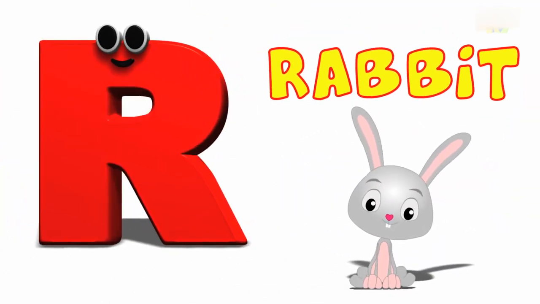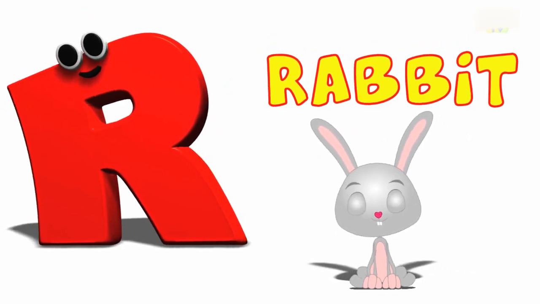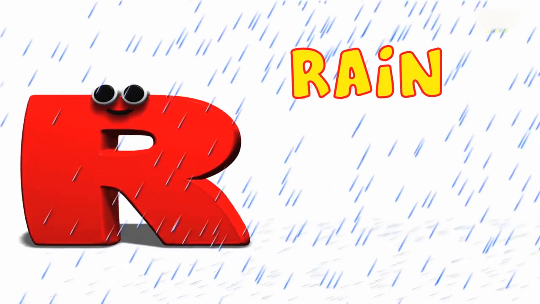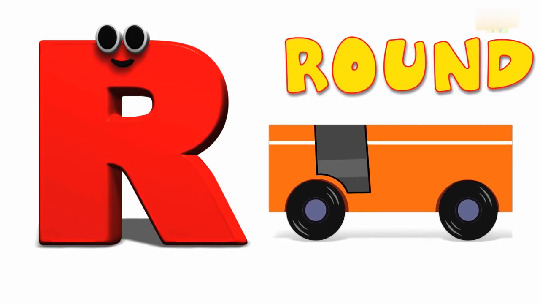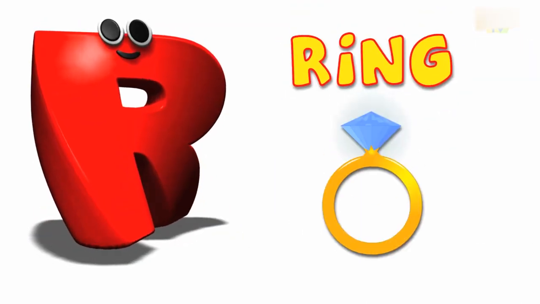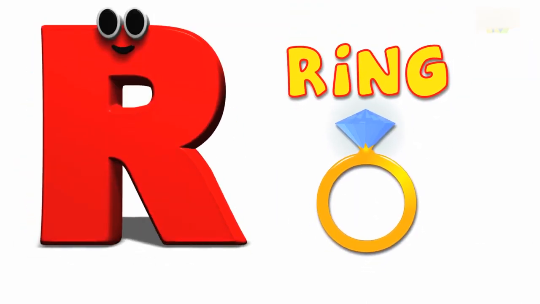Here comes the letter R. R is for rabbit, r, r, rabbit. R is for rain, r, r, rain. R is for round, r, r, round. R is for ring, r, r, ring.